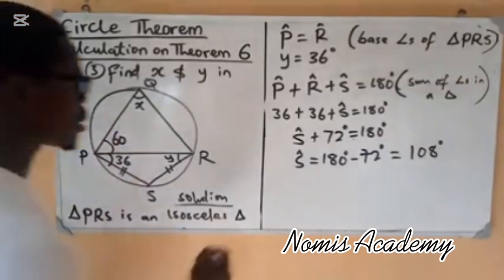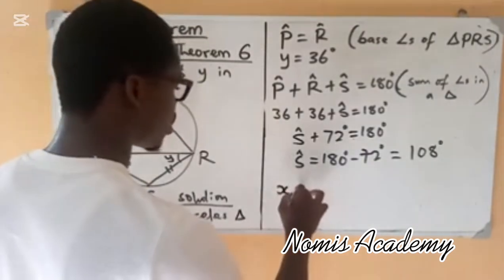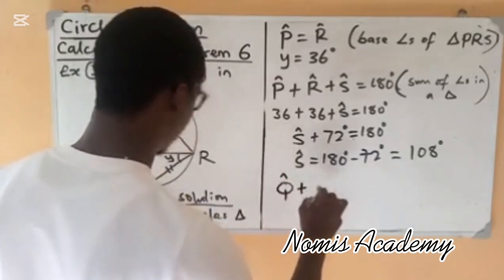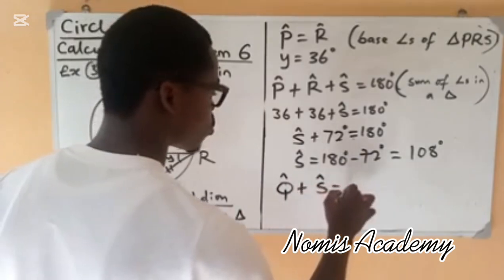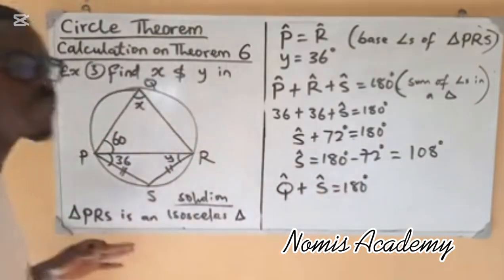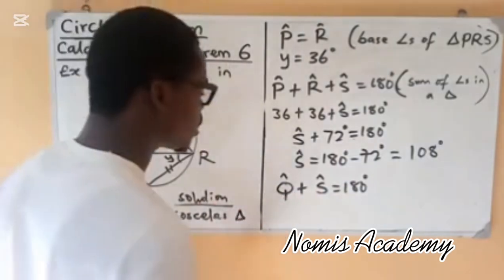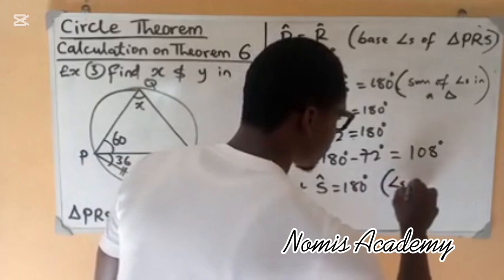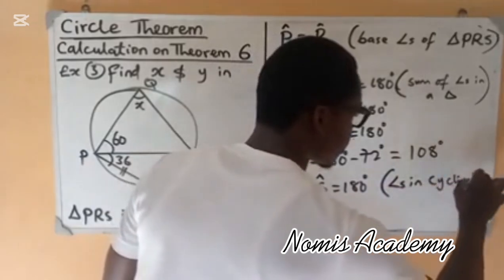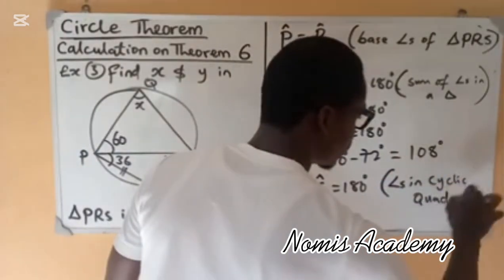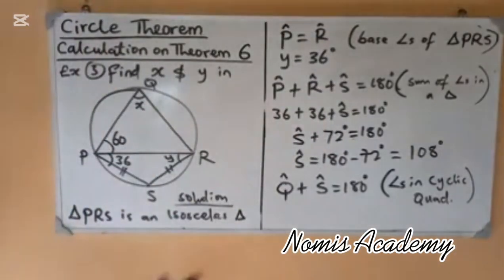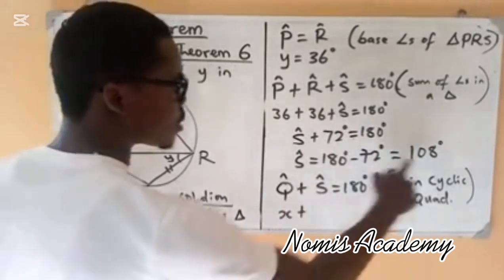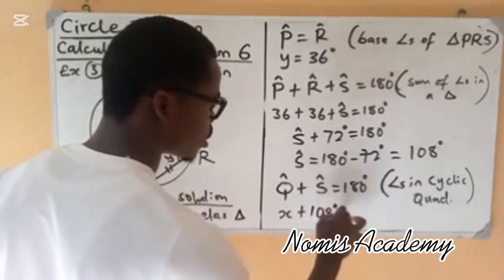So to find X, we use the letter Q: angle Q plus angle S is equal to 180 degrees. And what's the reason behind this statement? The reason is angles in a cyclic quadrilateral. So Q is X plus angle at S is 108 degrees.